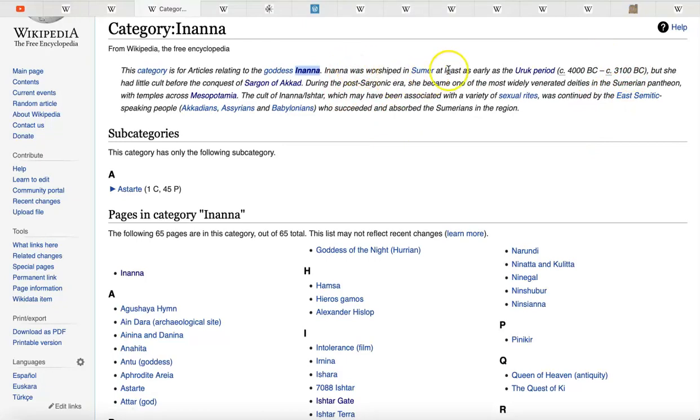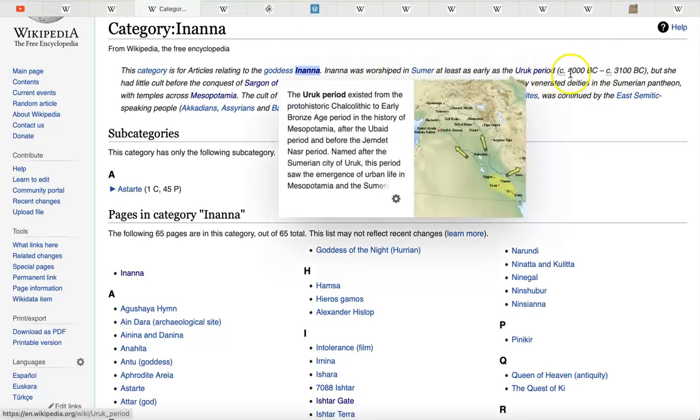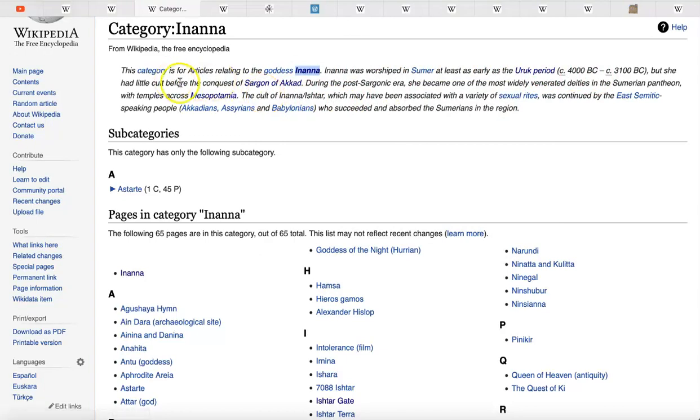Inanna was worshipped in Sumer at least as early as the Uruk period, but she had little cult before the conquest of Sargon of Akkad. Okay, so she's been around, Uruk period, and then here comes Sargon, and he kicked off the Akkadian dynasty. In the post-Sargonic era, she became the most widely venerated in the Sumerian pantheon, with temples across Mesopotamia.